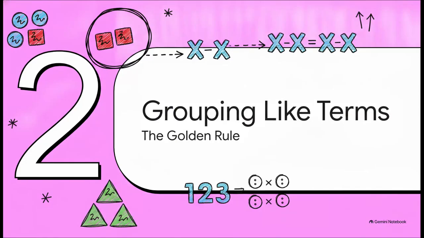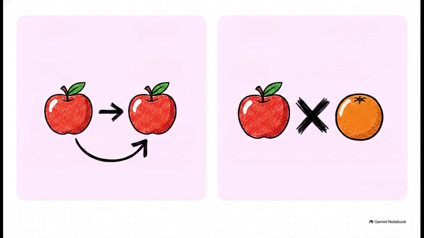Section 2. Grouping like terms, the golden rule. Before we do anything else, we have to apply the golden rule of grouping. Just think of the classic apples and oranges comparison. Like terms have the exact same variable and the exact same exponent, like 3x and 5x. Because they are absolutely identical in their variables, they belong to the same family and you can easily group them together. Unlike terms, however, have completely different variables, like 3x and 3y, or they have different exponents. You simply cannot group unlike terms. I mean, you can add apples to apples all day long, but you can't logically combine an apple and an orange into a single, brand new piece of fruit, right?